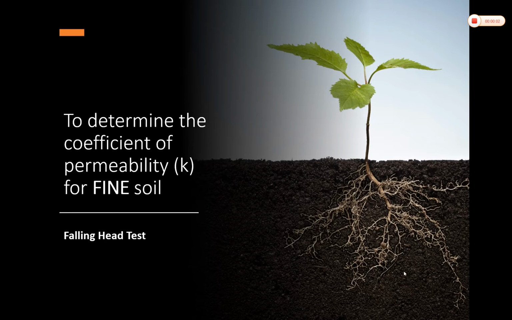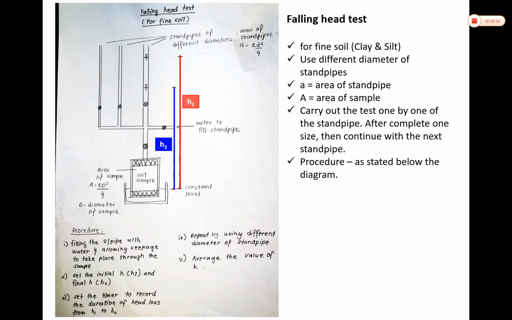Okay, then next, to determine the coefficient of permeability for fine soil, the laboratory test that needs to be conducted is the falling head test. This is the falling head test for fine soil, which is clay or silt. Alright, so this is the falling head test, the schematic diagram and arrangement.